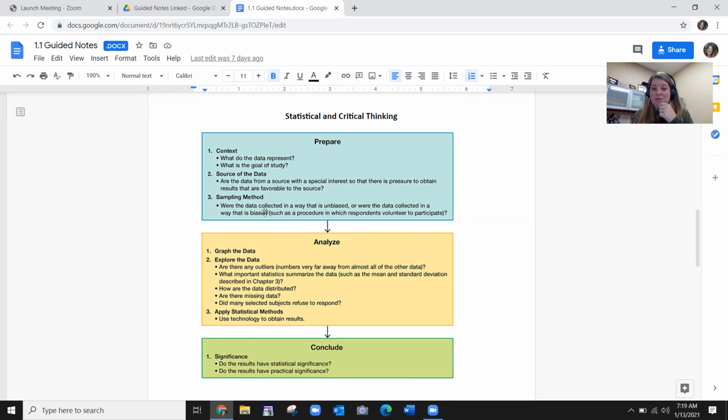And how am I going to do sampling? How am I going to get those samples? We have a whole other section on sampling methods because that's huge. If you do not set up your problem correctly, then all of your data is flawed.